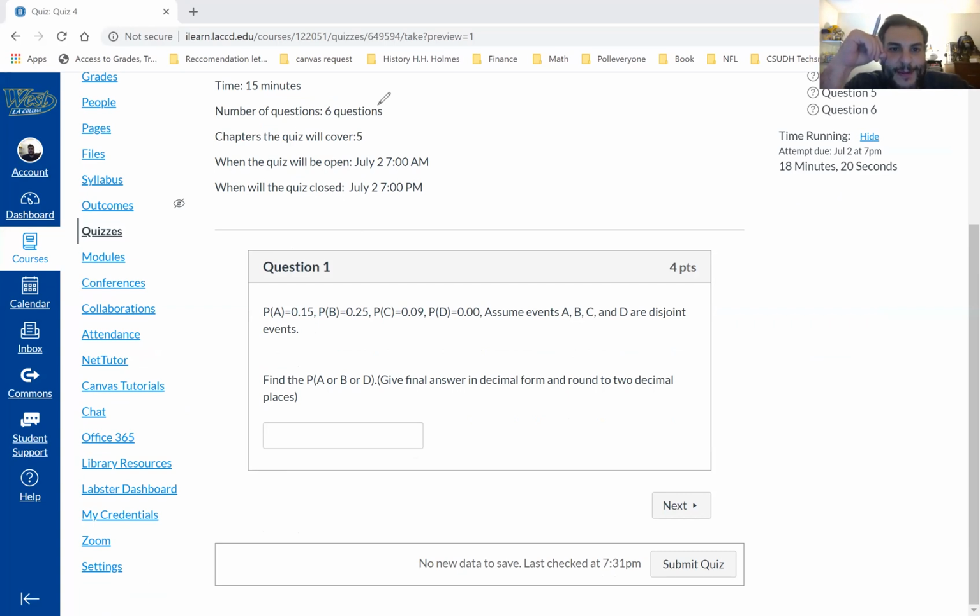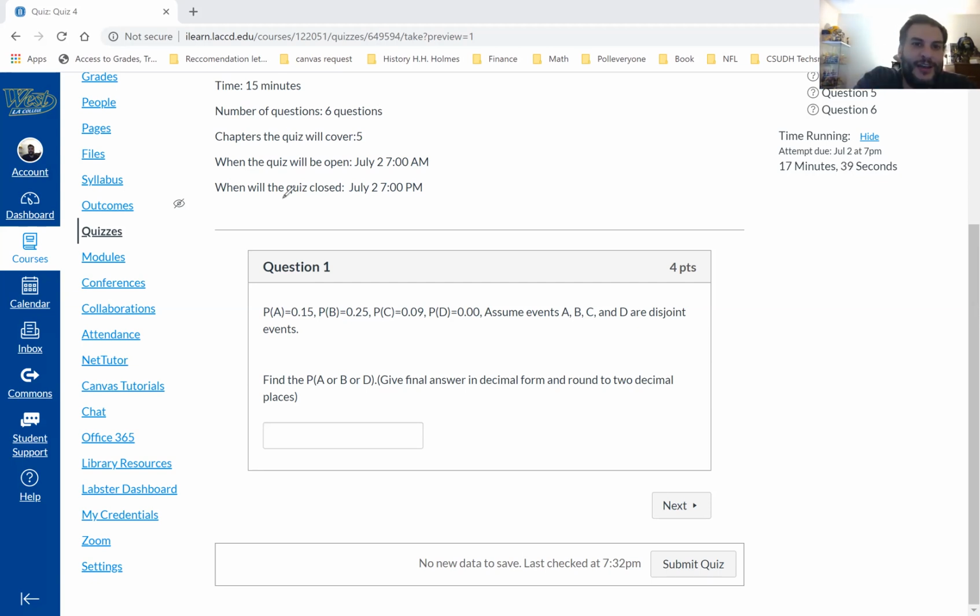All right. So for this one, it says probability of A is equal to 0.15, probability of B is equal to 0.25, probability of C is equal to 0.09, and probability of D, in my case scenario, I got 0.00. It says assume events A, B, C, and D are disjoint events. Disjoint event just means they don't share anything, the same thing as mutually exclusive. So they're telling you they have nothing in common. The question says find the probability of A or B or D.